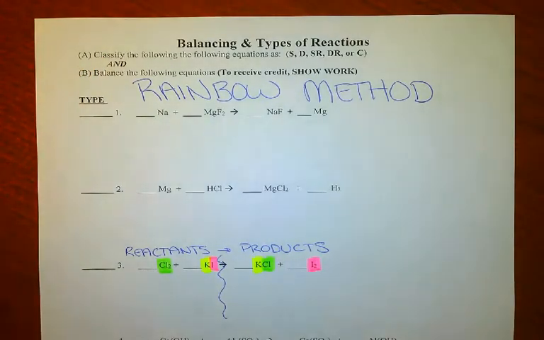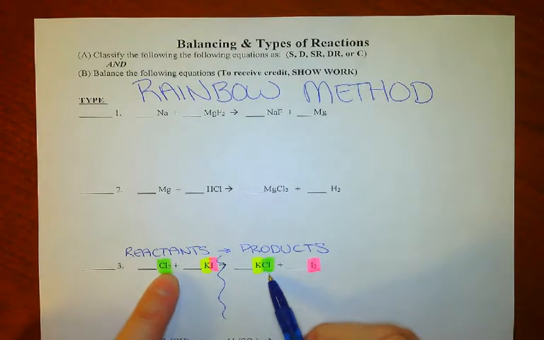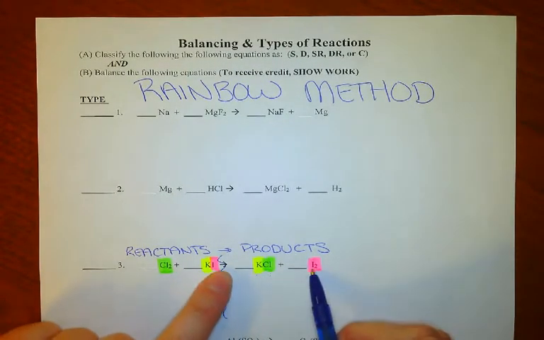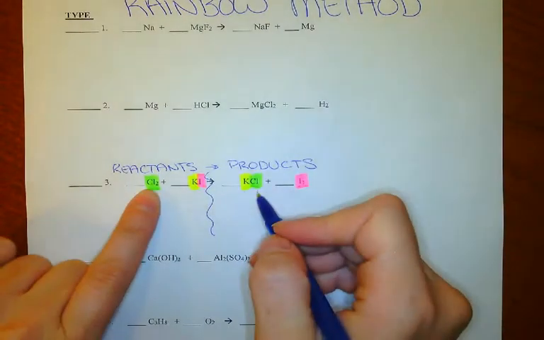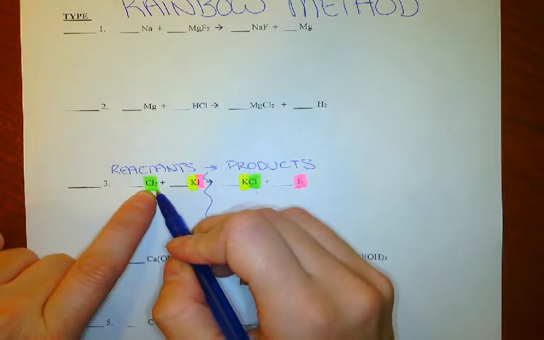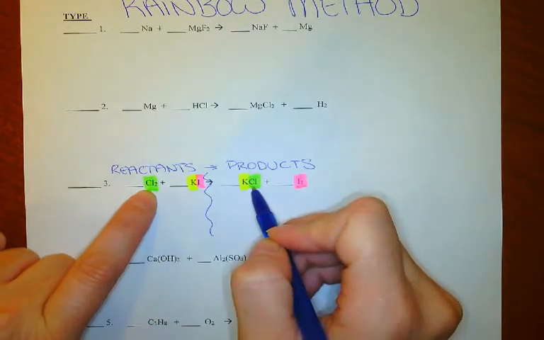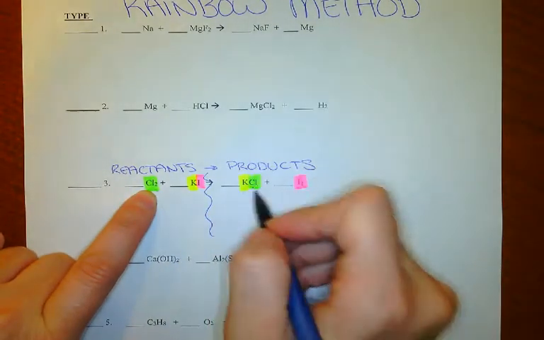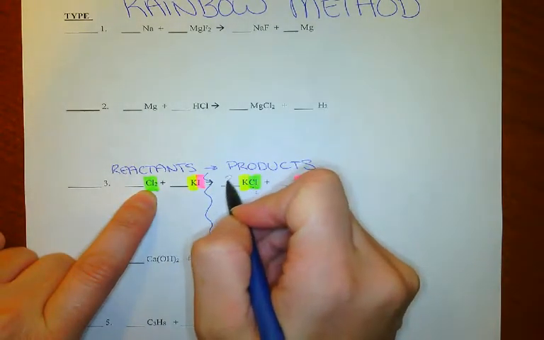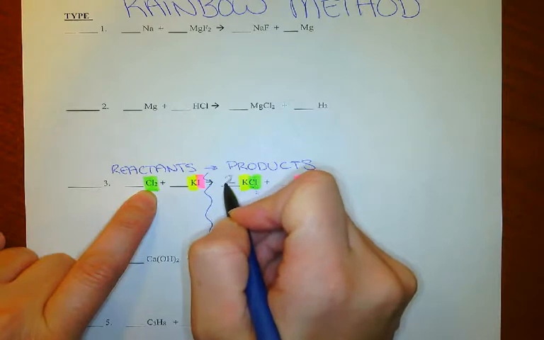Okay, so now I have a little bit more visual representation instead of mathematical of my greens have to be equal on both sides, my yellows have to be equal, my pinks have to be equal. So in this case, looking at my greens first, I have 2 greens on this side. I only have 1 green there. So in order to get more, and I'm going to do this in pencil because sometimes we have to undo our work. In order to get more, I'm going to go ahead and put a 2 coefficient out front.